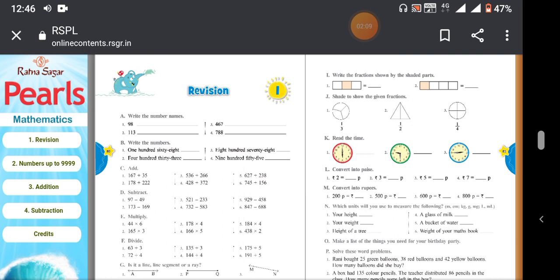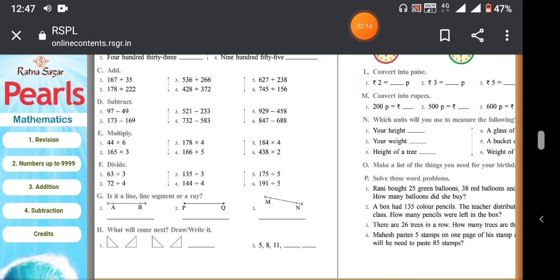Then H, what will come next? Draw or write it. Observe the first picture. There are 4 triangles. You should draw the next picture in the given space. Then the second one: 5, 8, 11, then dash and again dash. You should analyze which numbers should come next.